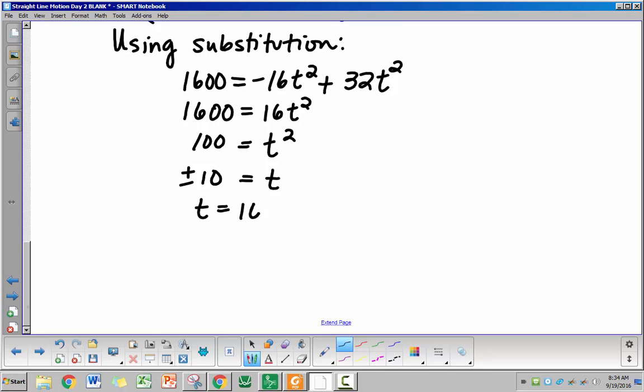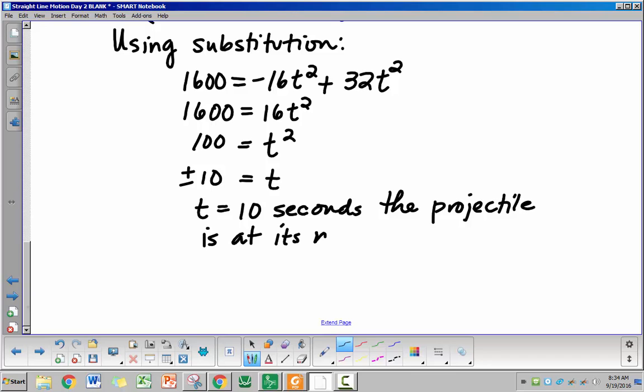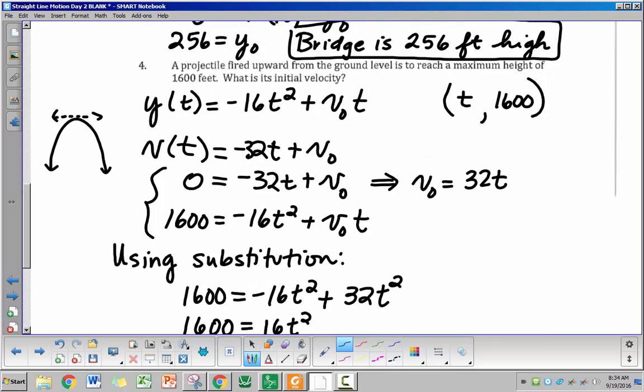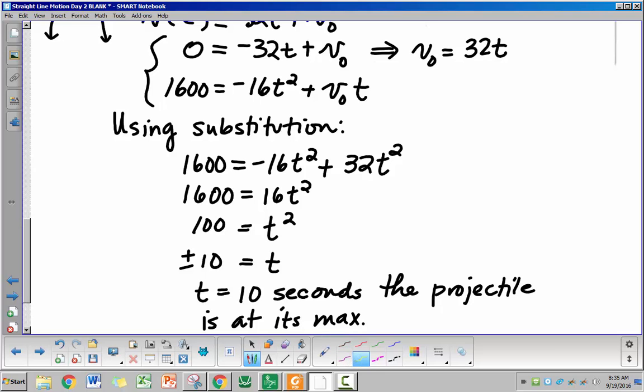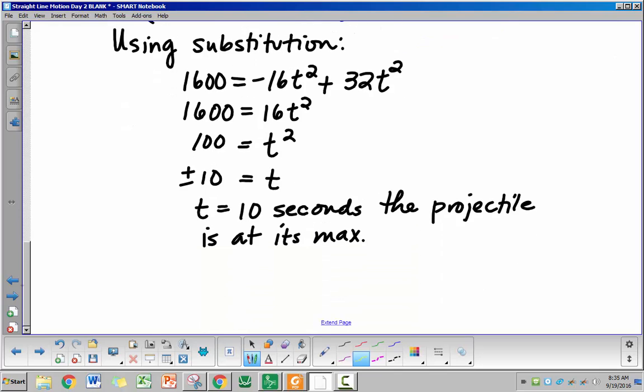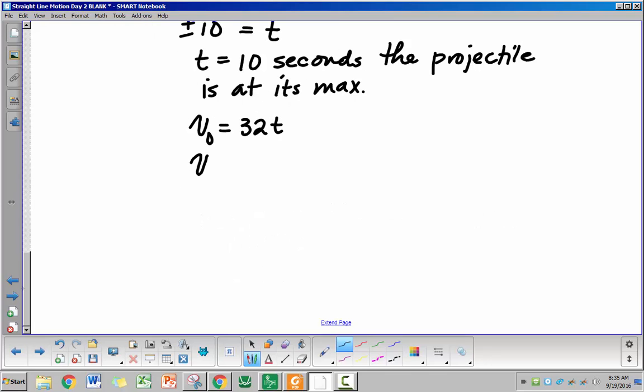So at t equals 10 seconds, the projectile is at its maximum. But is that what the question asked? No, you're right. The question asked, what is its initial velocity? But I have a relationship between the initial velocity and time, so I can solve for V naught by saying V naught is equal to 32 times t. So V naught is going to equal 32 times 10. So that's 320 feet per second is the initial velocity.